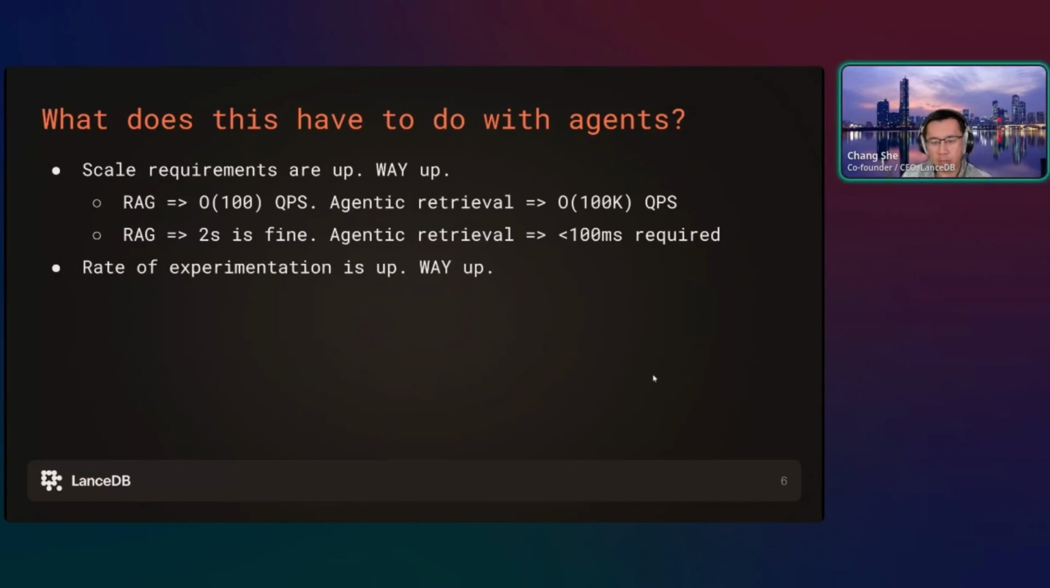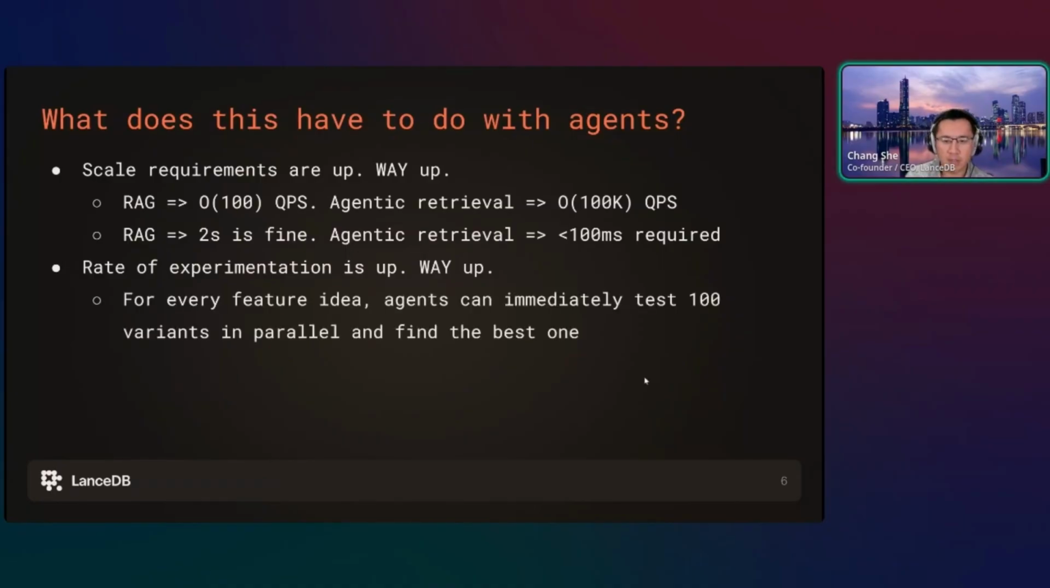Not only are the overall scale requirements up, but if you're thinking about iterating on models, developing models with the help of coding agents, your rate of experimentation is also up by a lot. It's going a lot faster. This is because for every feature idea, agents can immediately come up with a bunch of different variants in parallel and help you find the best one or the best set, right?